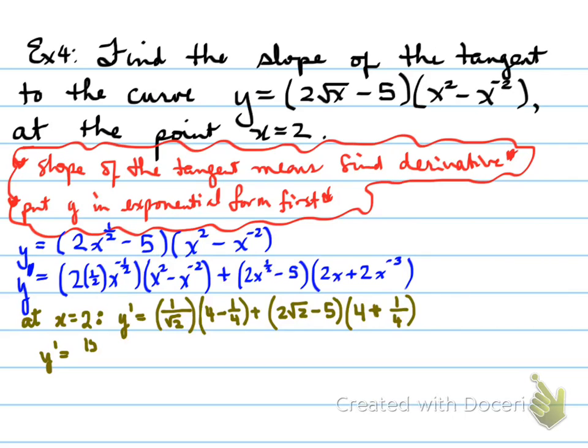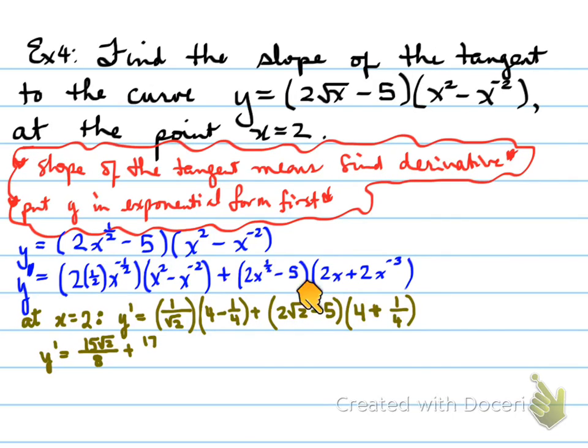So you have y prime is equal to, now how are we going to get these answers? 4 minus 1/4 is 15 over 4 times 1 over root 2. So that turns itself into 15 root 2 over 8. Where did that come from? Remember that 1 over root 2 rationalized is root 2 over 2. Root 2 over 2 times 15 over 4 gives you 15 root 2 over 8.